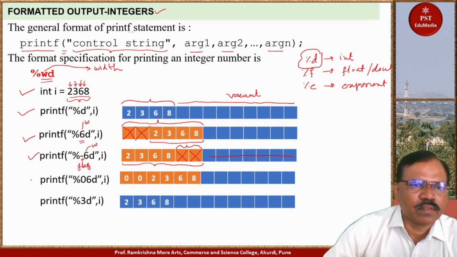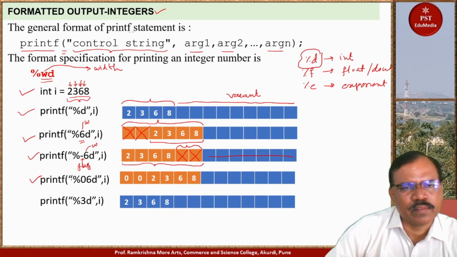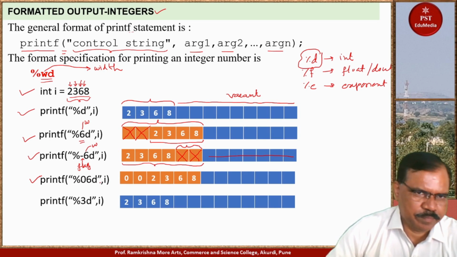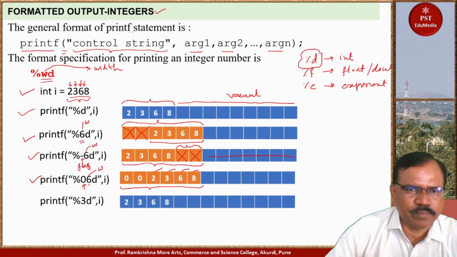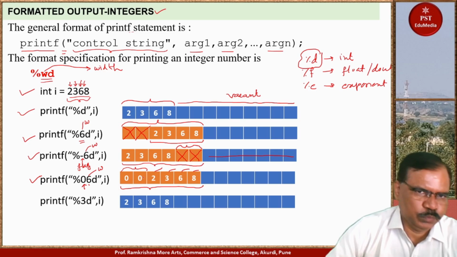Now if we take the next one, printf in bracket in double quote %06d comma i. Now again here the width is 6, and here we have flag 0. So what happens? 6 places are reserved. The number is printed like this because we have a 4-digit number, and the initial places, that are 2 now here, are filled with zeros.